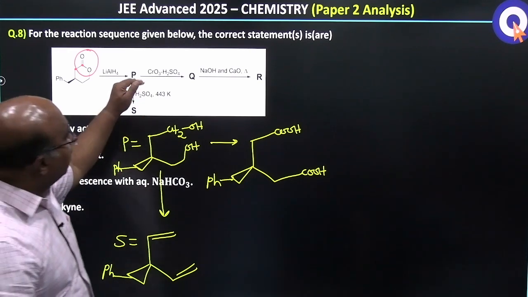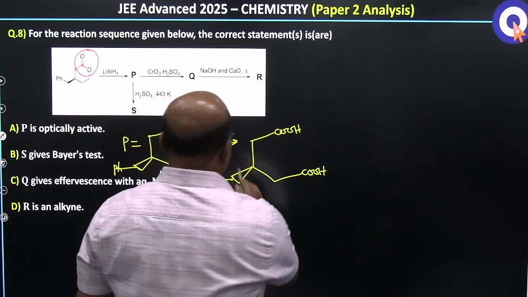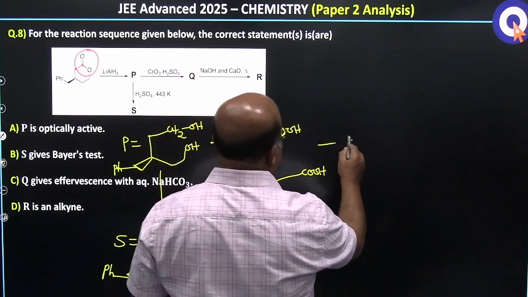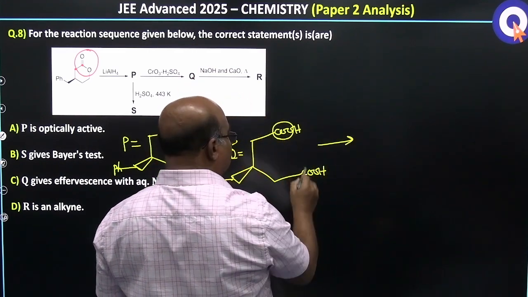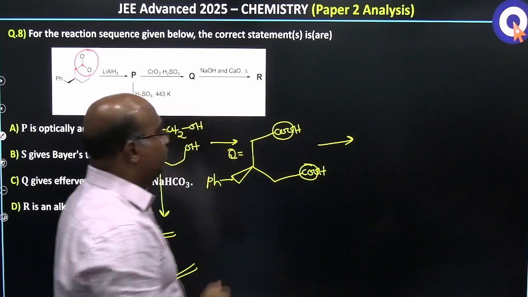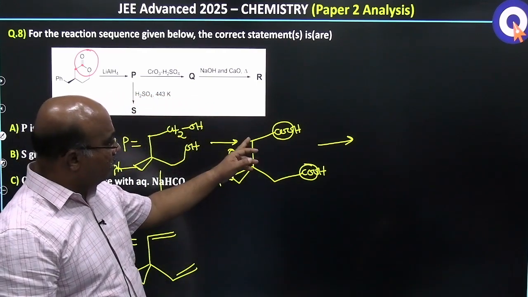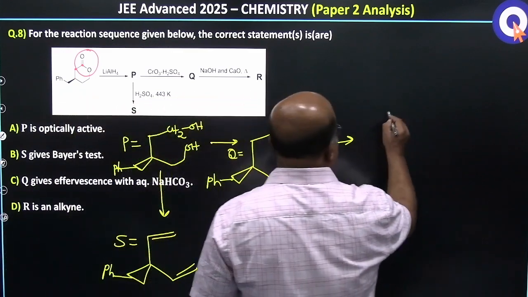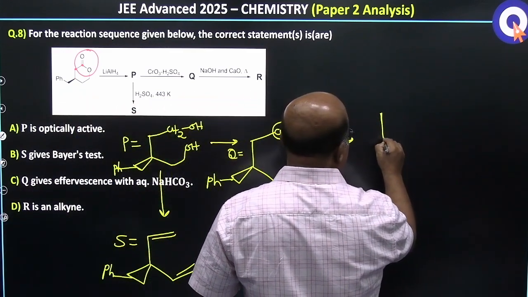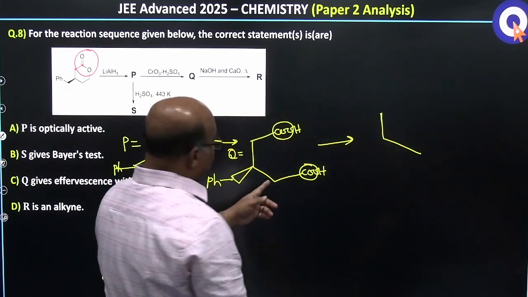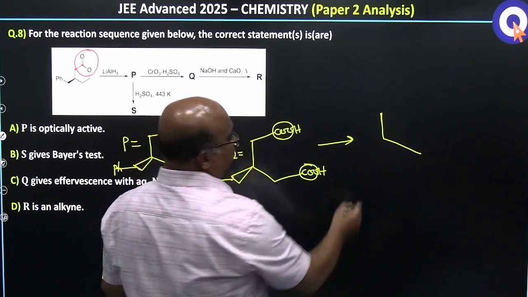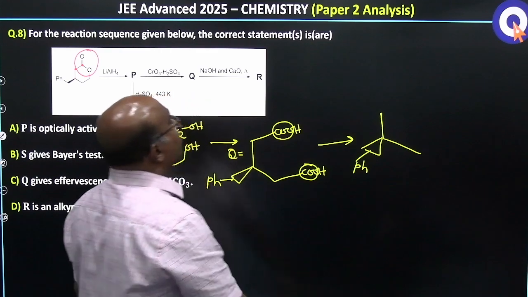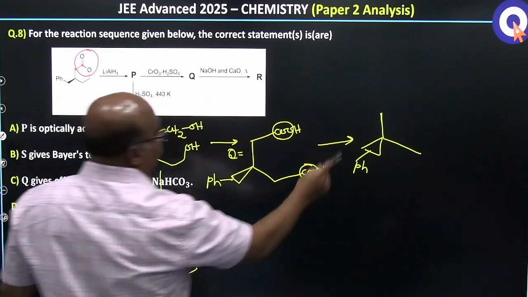Dehydration of alcohol. Then this Q, this was Q, is treated again with soda lime. It's a decarboxylation. So CO2 is lost here and here. That means this carbon is converted to CH3, this carbon is also converted to CH3. So we have now just CH3, CH3 this side. Then we have Ph like this. So this is our R.